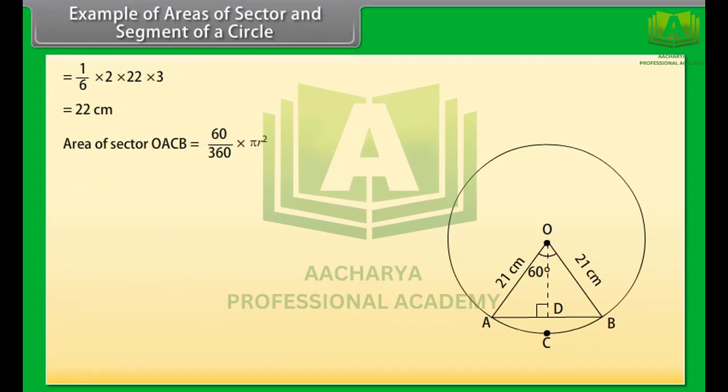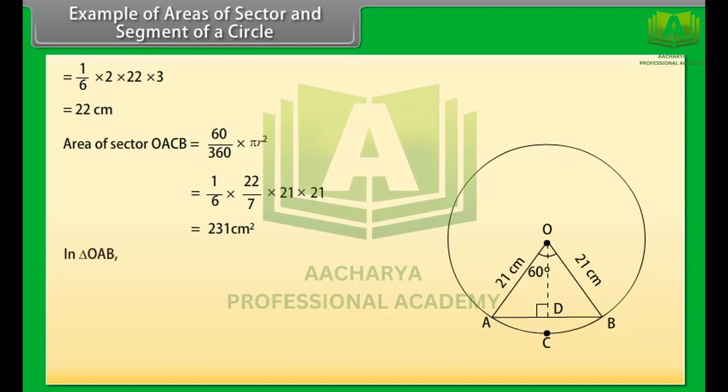Area of sector OACB is equal to 60 upon 360 into pi r square. Now, by substitution and calculation of the values, we get area of sector OACB is 231 centimeters square.